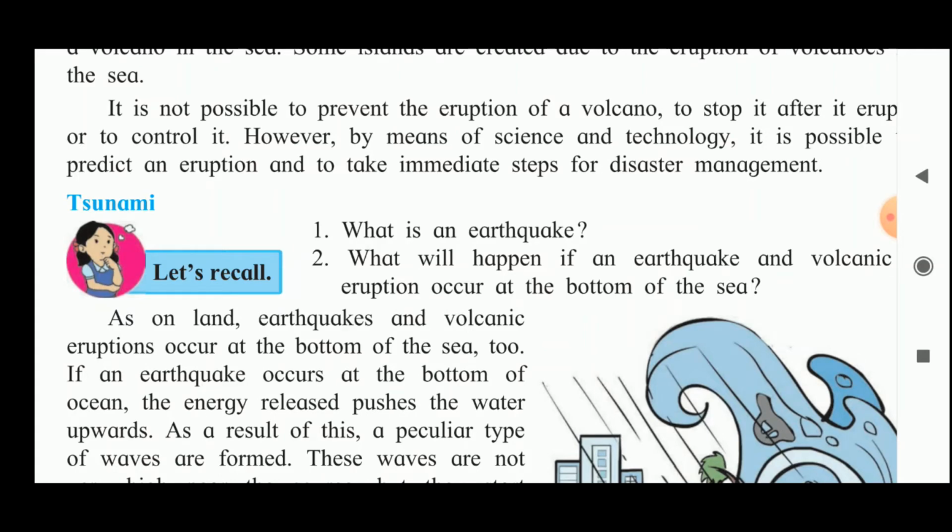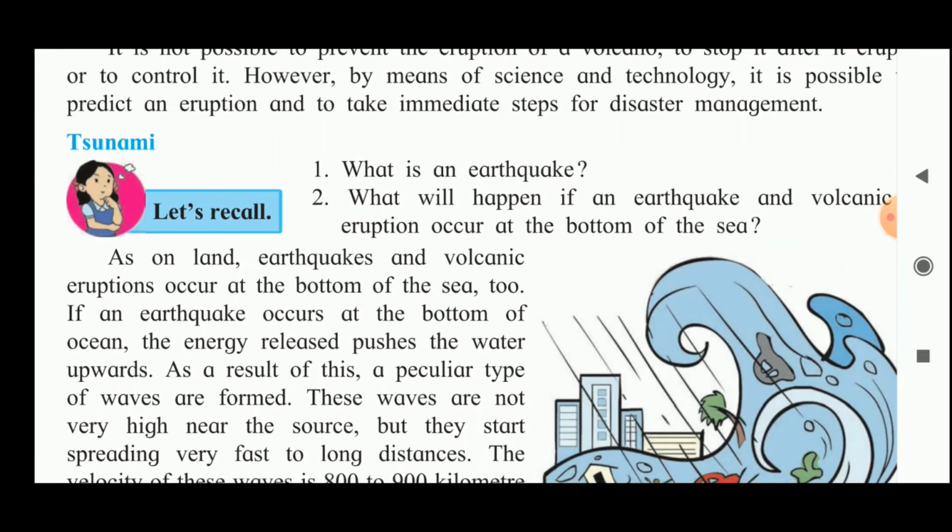Now the next one is about the tsunami. Before that, we will see what we mean by the earthquake. Now earthquake, all of you know, the breaking of the surface of the land is called an earthquake. Now what will happen if an earthquake and a volcanic eruption occur at the bottom of the sea?